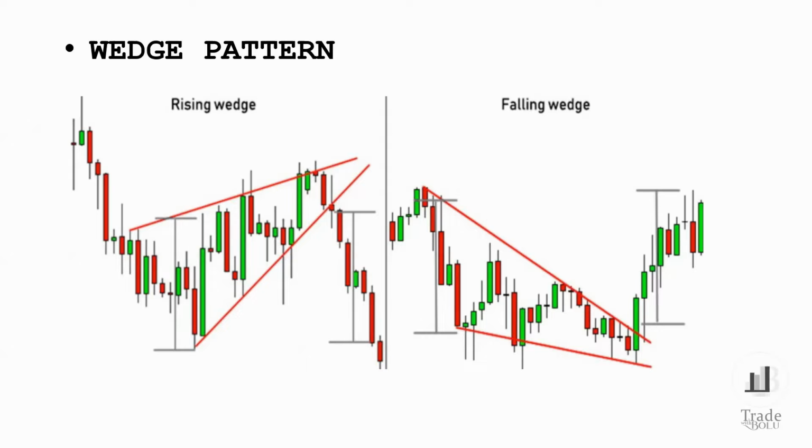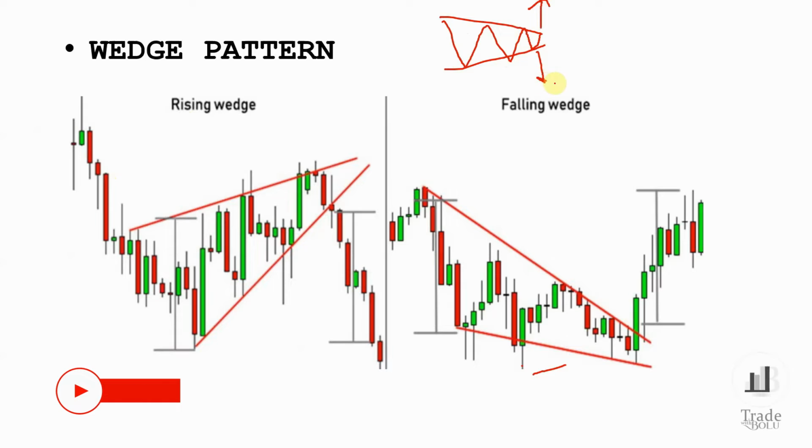So starting off with the wedge pattern. Here is what it looks like. It's a form of triangle. So we have the rising wedge. You have the triangle like this, then you have the chart in between coming to this, and then usually at the end of the triangle, you have a breakout, either in an upward direction or a downward direction. That's exactly what we have in this case. We have a downward breakout in this place.